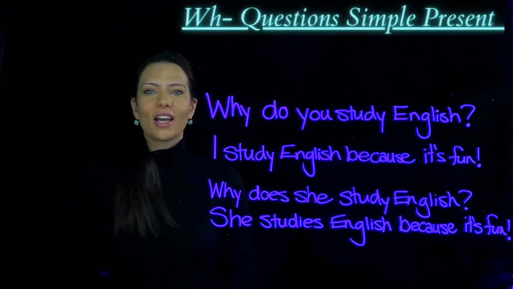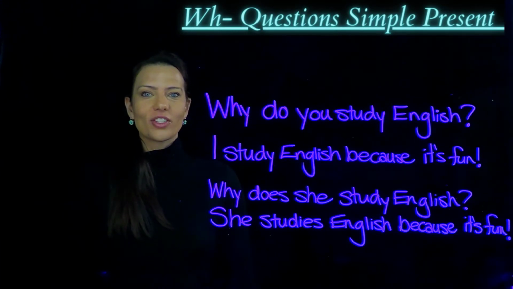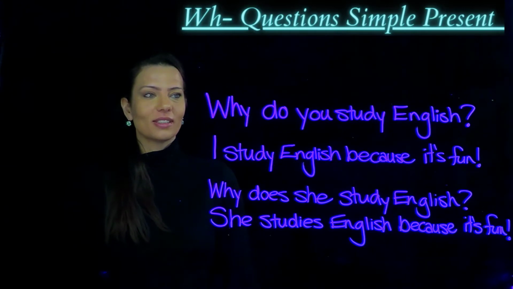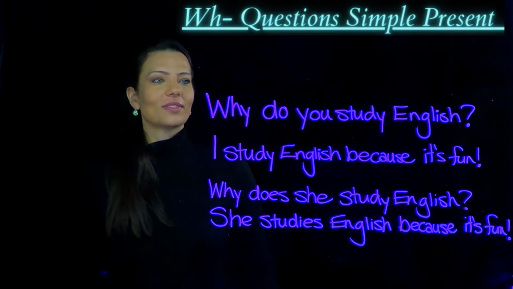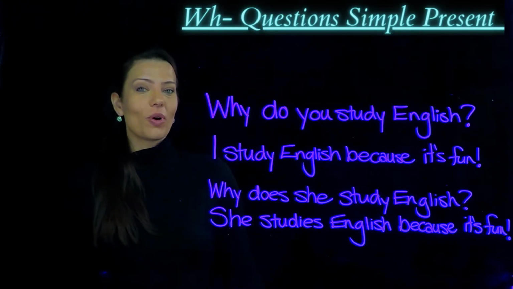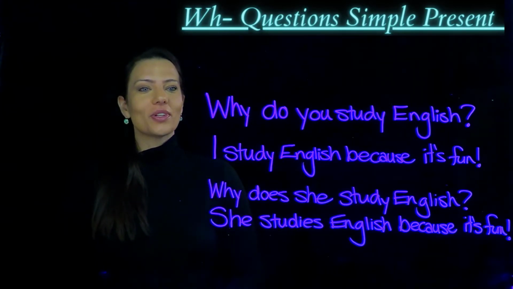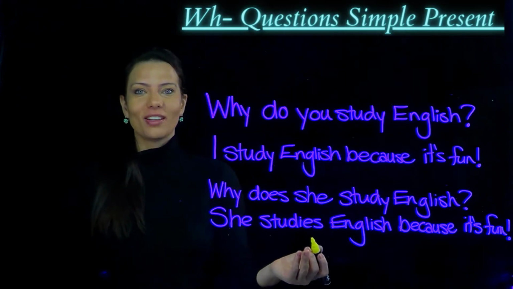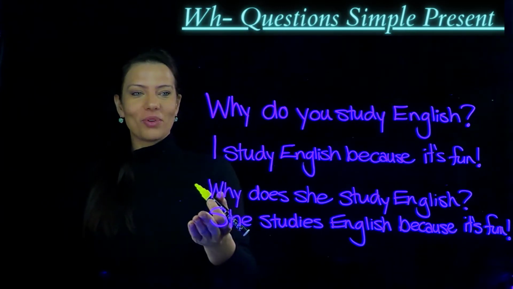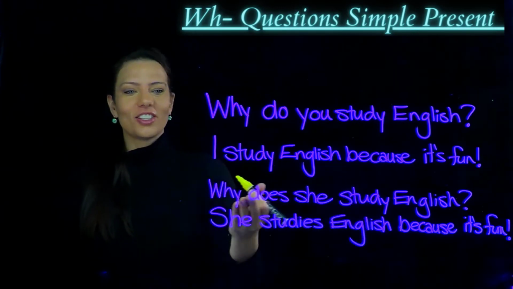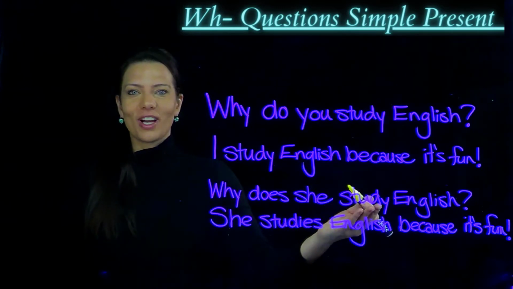Let's take a look at how to ask and answer questions in the simple present by asking WH questions. So in this example, we have the question, why do you study English? And the answer is, I study English because it's fun. We also have this example, why does she study English? She studies English because it's fun.